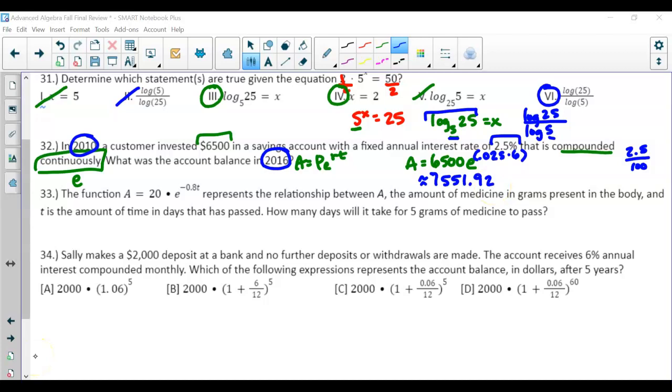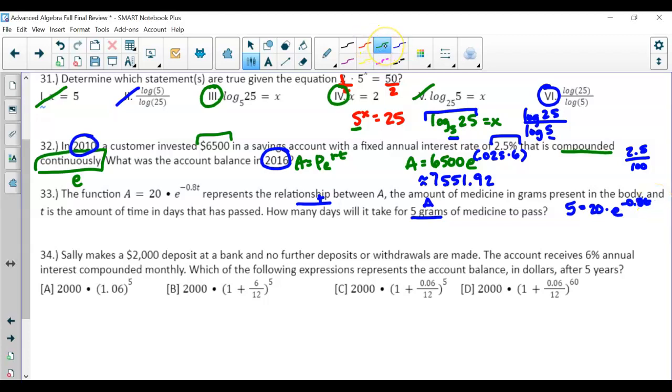So now in question 33, you are given this function that represents the relationship between A, the amount of medicine, and t, time in days. How many days? So we're looking for t. Notice how the 5 grams, that's your medicine, that is your A. So we are solving 5 is equal to 20 times e to the -0.8t power, solving for t.